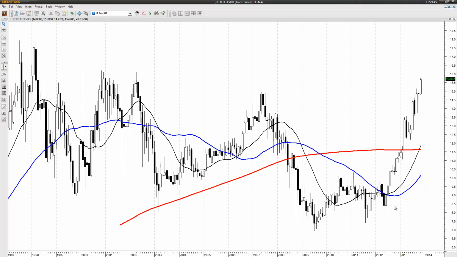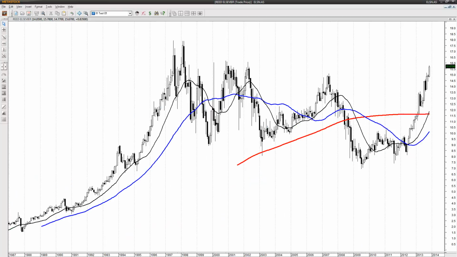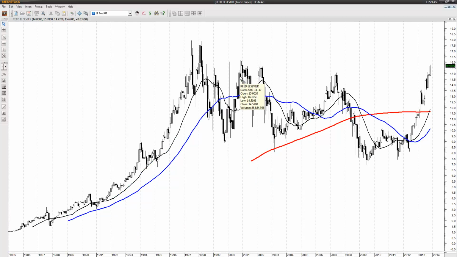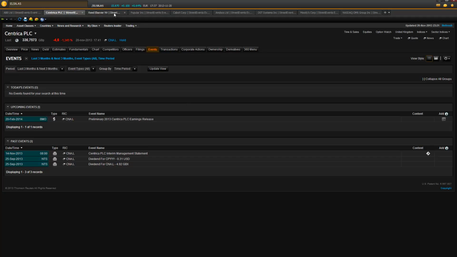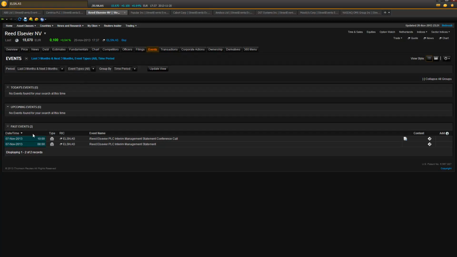Okay, next chart is Reed Elsevier. That's from the Amsterdam Stock Exchange, and I'm using this high peak from 2000. That's the highest peak, and I use that as a resistance level, and I put in a short sell limit order, and the exact level would be €16.19. Check for an announcement for that stock, and you don't have any.